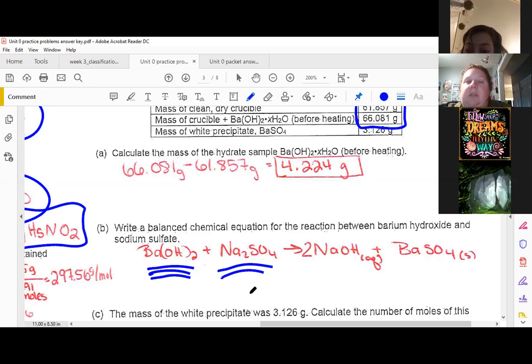So the barium is going to end up with the sulfate. The sodium is going to end up with the hydroxide. Based on solubility rules, sodium hydroxide is going to be aqueous and the barium sulfate is going to be solid. They even told us in the problem that we collect that precipitate of barium sulfate. Make sure we balance it, so we got to put a 2 in front of that sodium hydroxide.